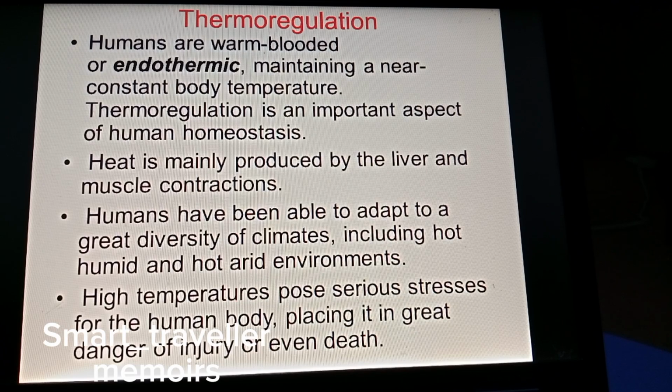Thermoregulation. Humans are warm-blooded or endothermic, maintaining a near constant body temperature. Thermoregulation is an important aspect of human homeostasis. Heat is mainly produced by the liver and muscle contractions. Humans have been able to adapt to a great diversity of climates, including hot, humid, and hot, arid environments. High temperatures pose serious stress for the human body, placing it in great danger of injury or even death.